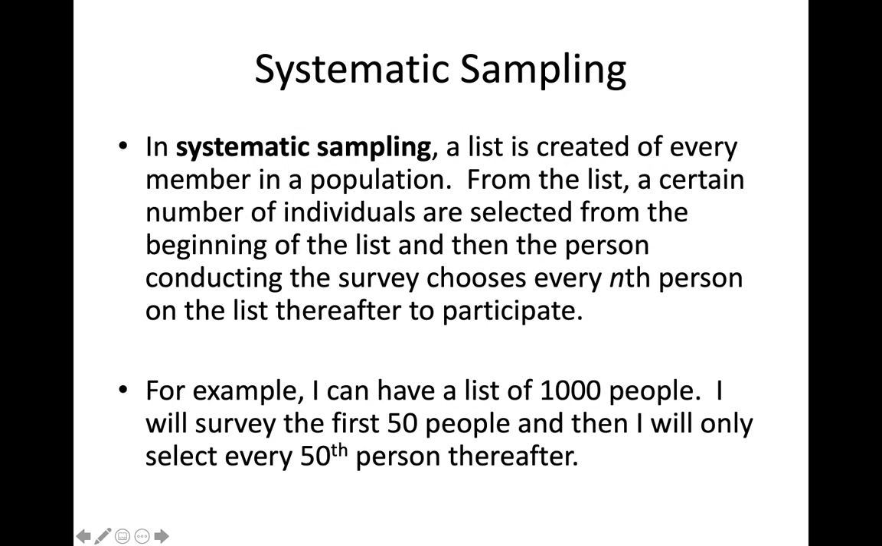Another example, I can have a list of 1,000 people. I will survey the first 50 people, and then I will only survey every 50th person thereafter. Okay? Meaning I'm not surveying every single person. I'm getting a group. It's just based on a list.